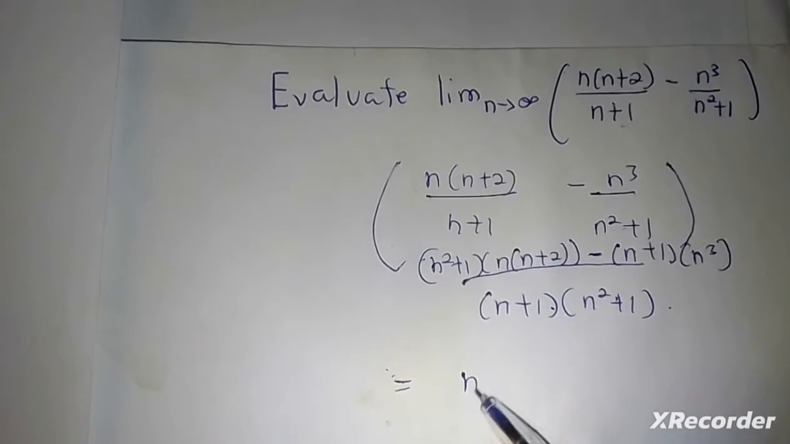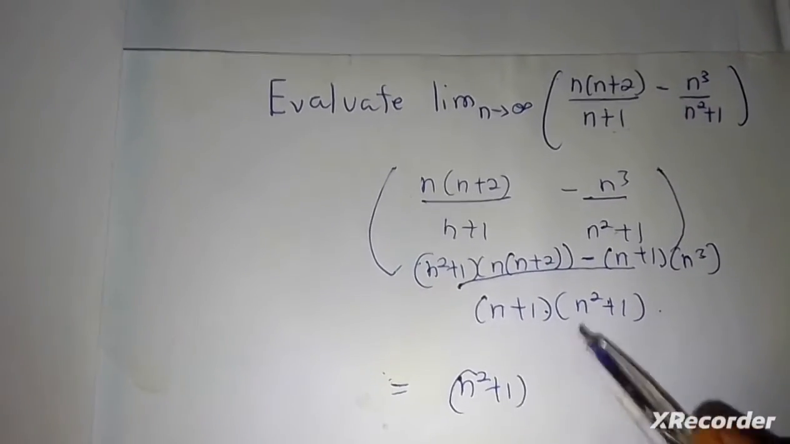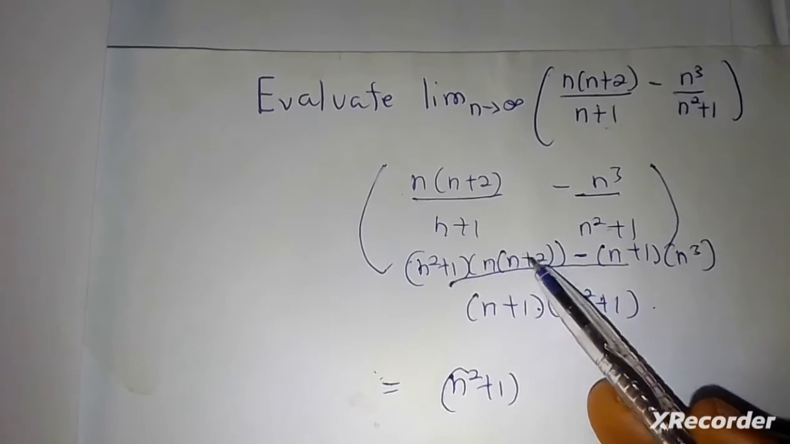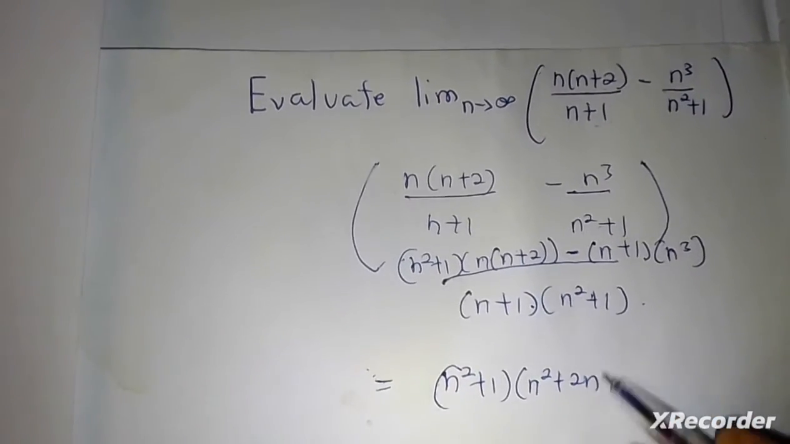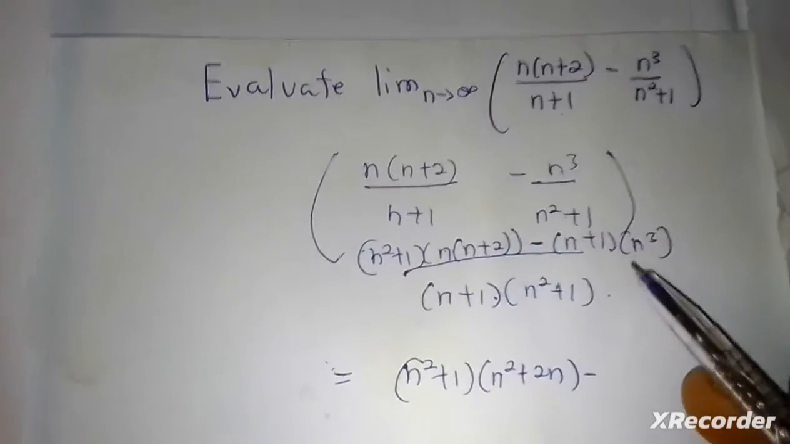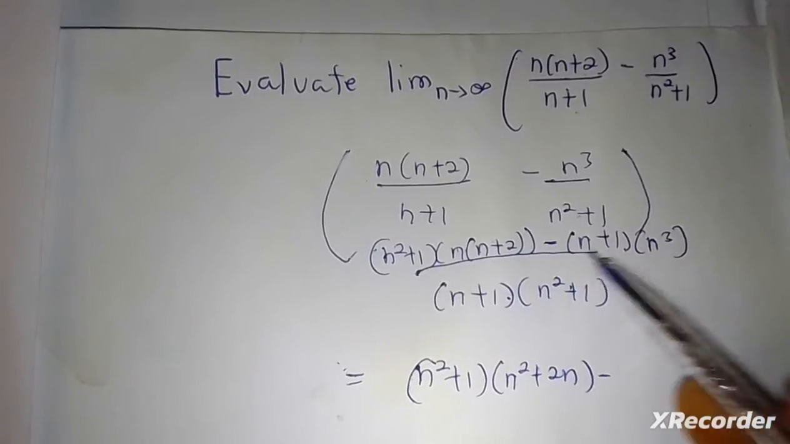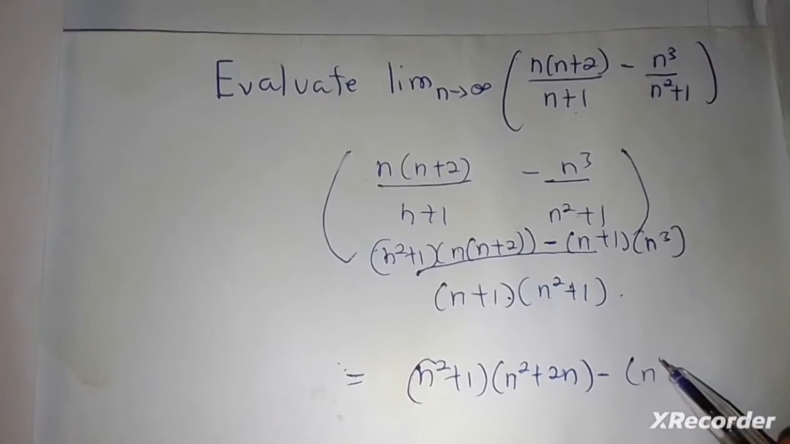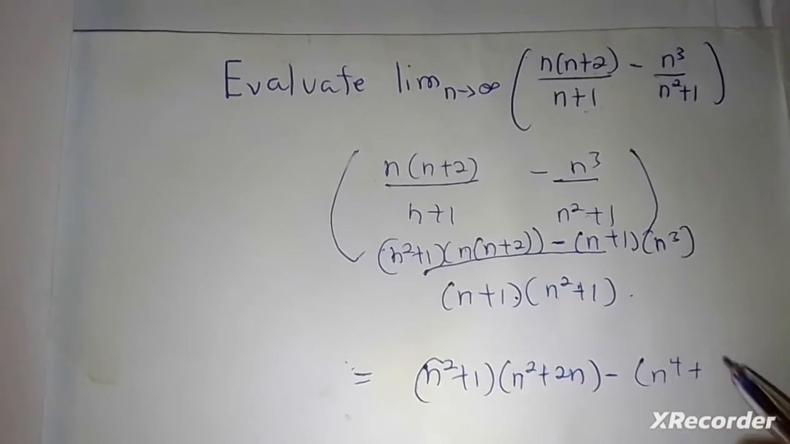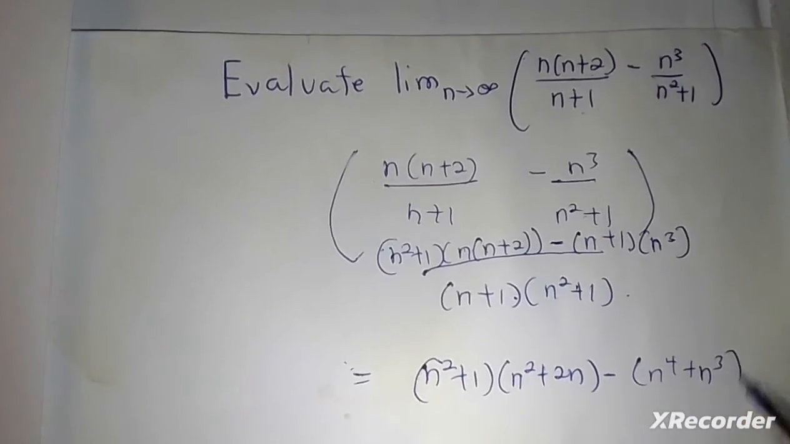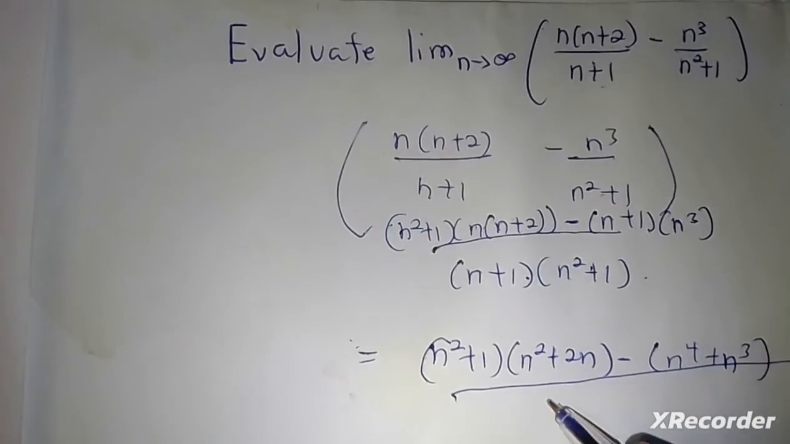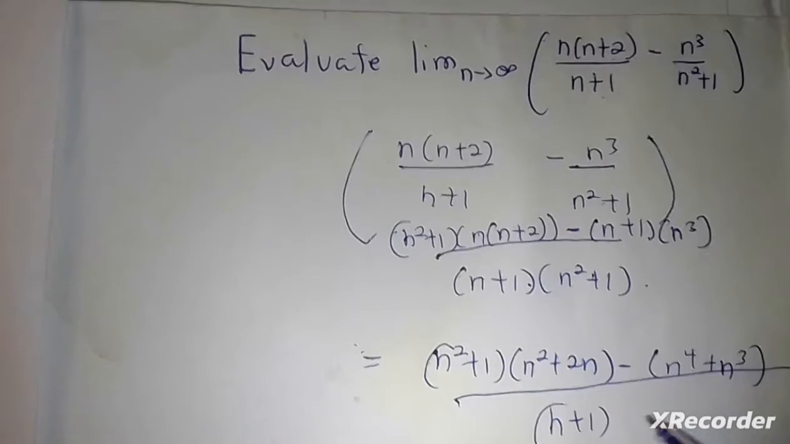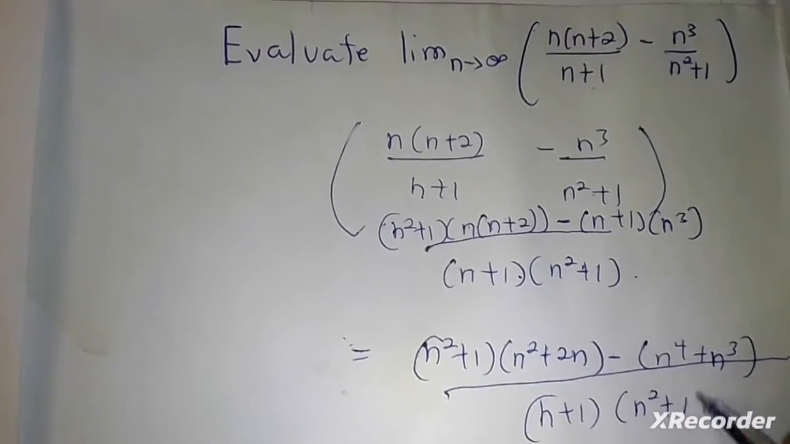So you have n squared plus 1 multiplying, let's simplify here, you get n squared plus 2n. So n squared plus 2n minus, at this point you get n multiplying this, you get n to the power 4 plus n cubed, all over n plus 1 multiplying n squared plus 1.